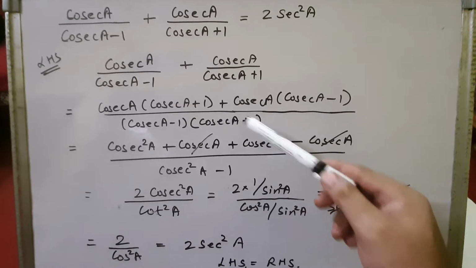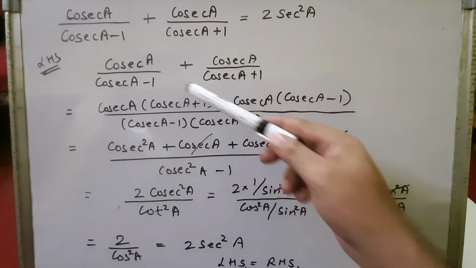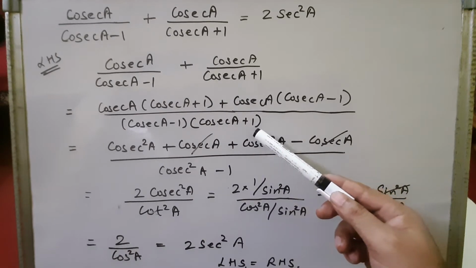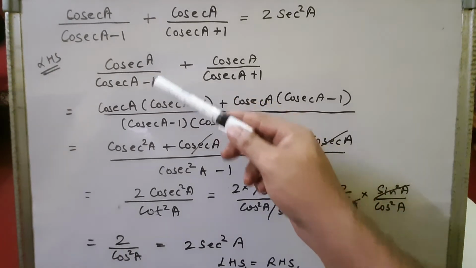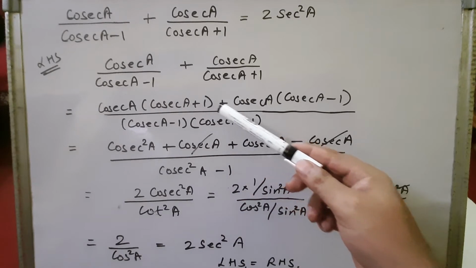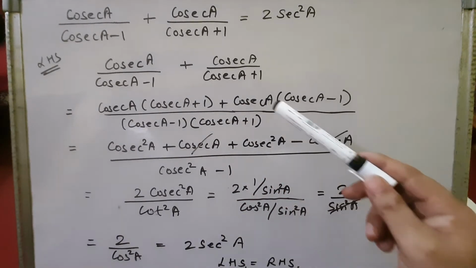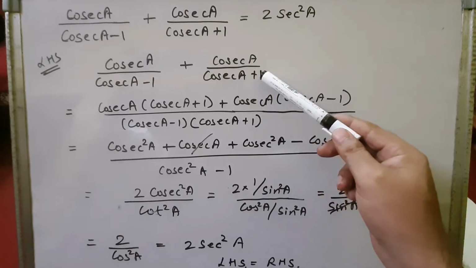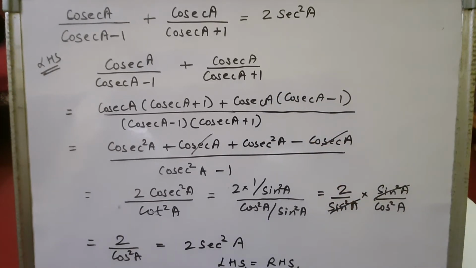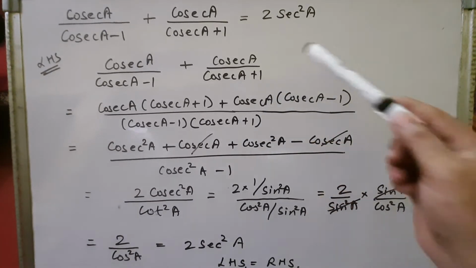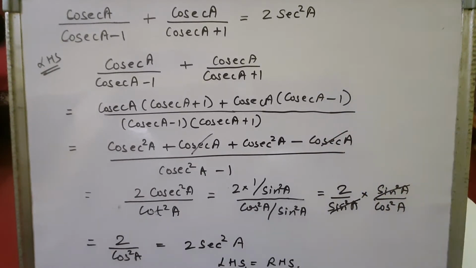And when we divide this LCM by this denominator, cosec a minus 1, we will get cosec a plus 1. And when we multiply cosec a plus 1 into cosec a, we will get cosec a into cosec a plus 1. Right children? And when we divide this LCM by this denominator, cosec a plus 1, what will we get? Cosec a minus 1. And we multiply cosec a minus 1 to the numerator.